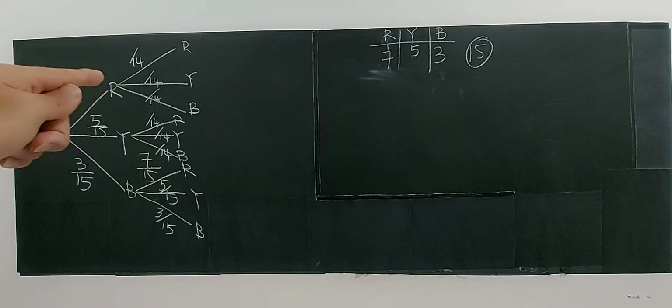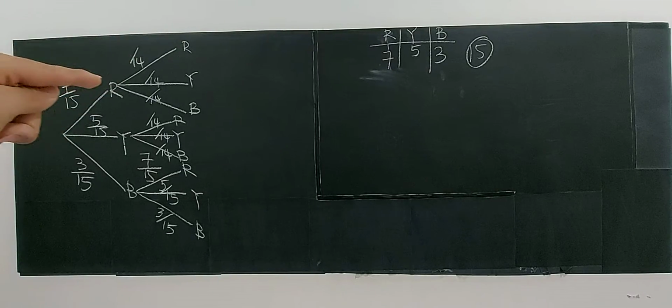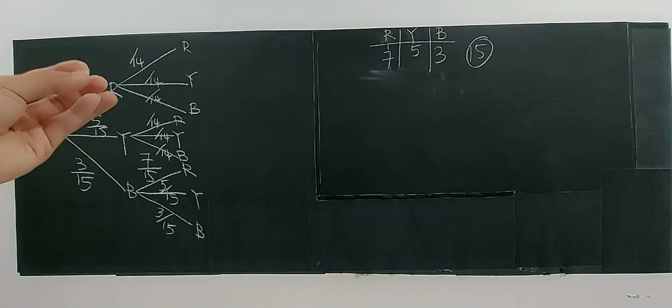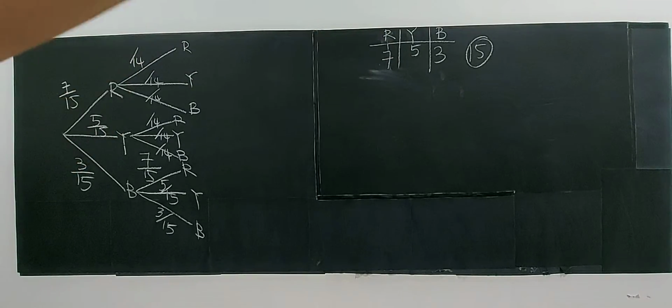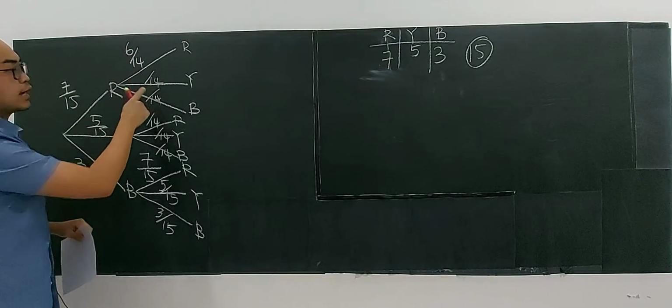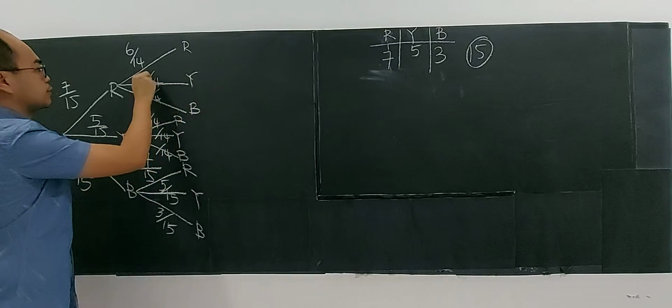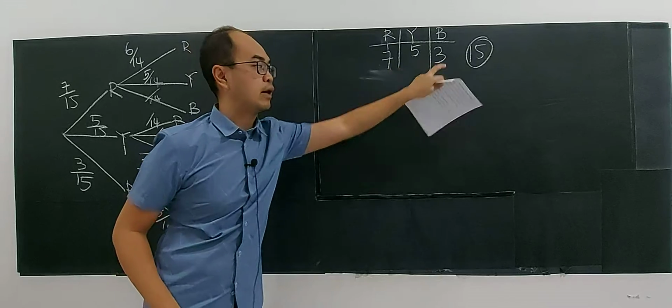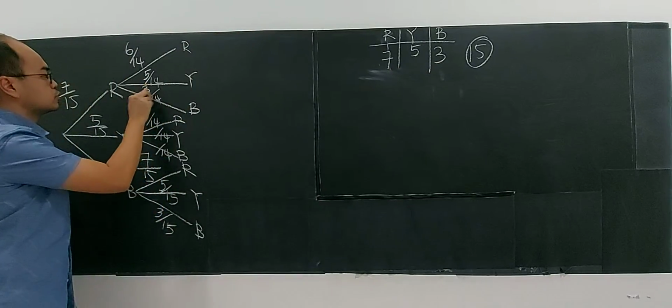But for this case here, the red will be reduced by 1. Suppose you have 7, because you've taken the red ball and you are not putting it back, so the red ball is also reduced by 1. It becomes 6 from 7. But the yellow marble is still the same, 5, and the blue marble will be 3.